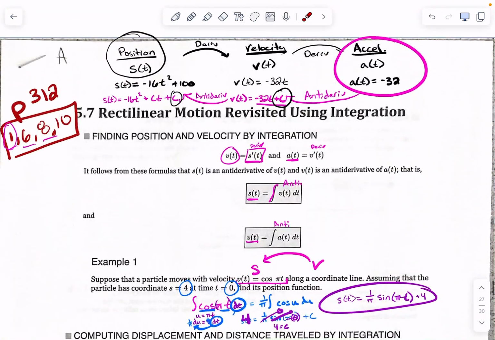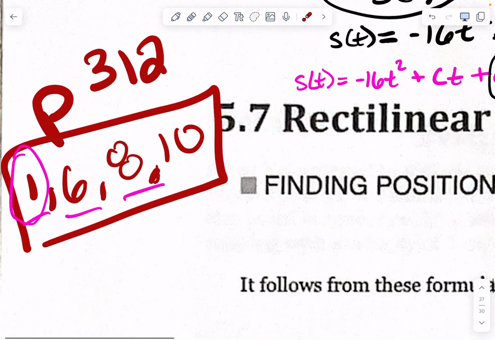The homework for this section is this stuff. I think I gave this to you on Thursday.